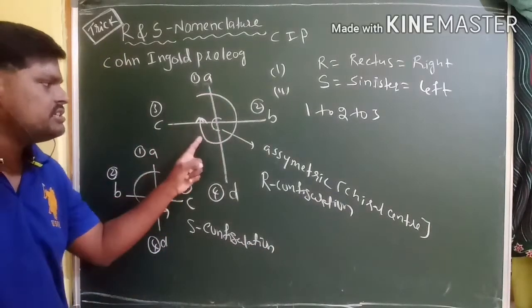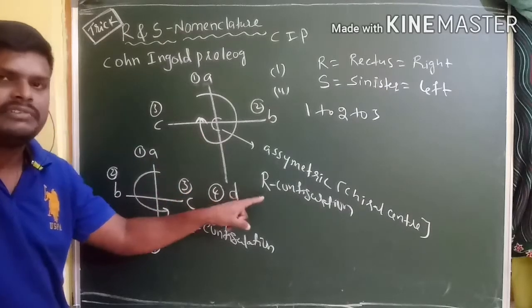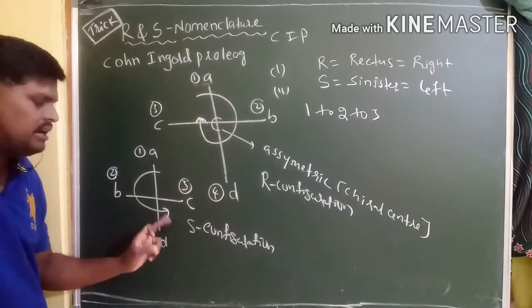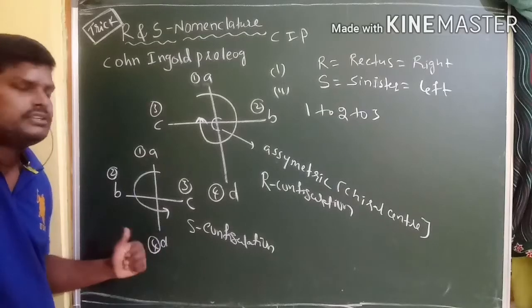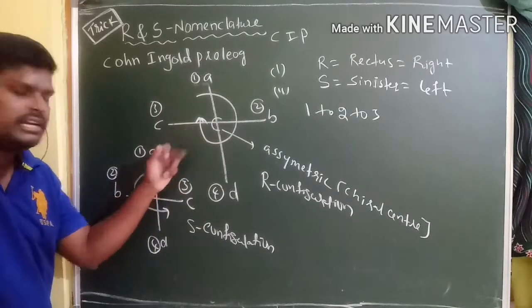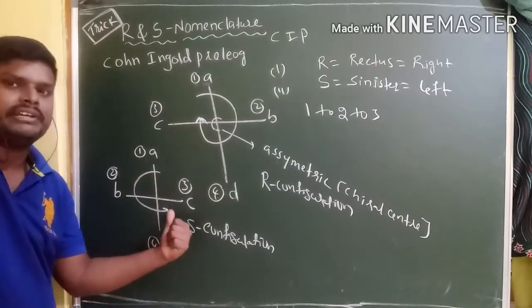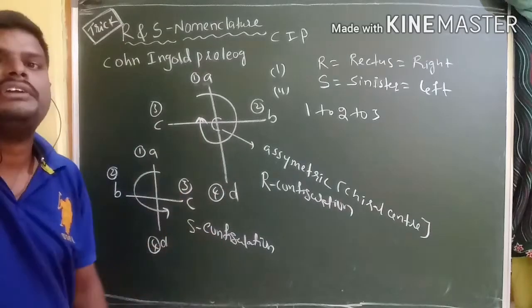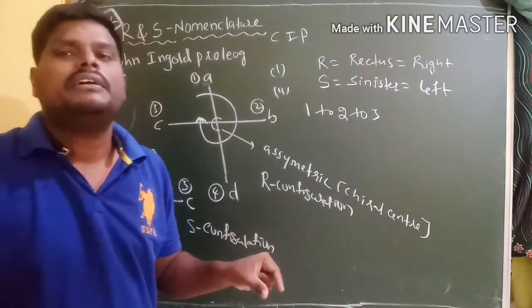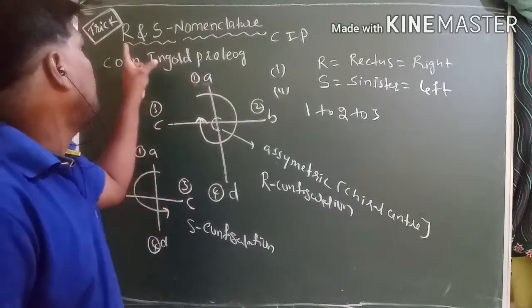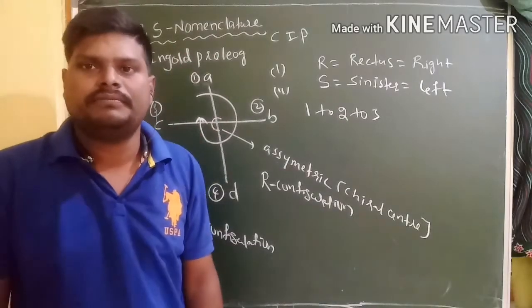So this is the clockwise direction, right side, that's why it is R configuration. The anti-clockwise direction, left side, is S configuration. So the eyeball moves clockwise for R configuration and anti-clockwise for S configuration. This is the way to understand what RS nomenclature is.